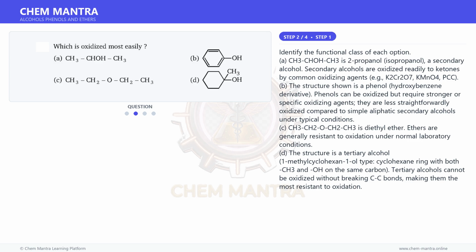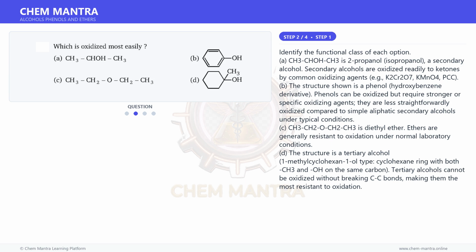Identify the functional class of each option. A. CH3CHOHCH3 is propan-2-ol, isopropanol, a secondary alcohol. Secondary alcohols are oxidized readily to ketones by common oxidizing agents, for example, K2Cr2O7, KMnO4, PCC.